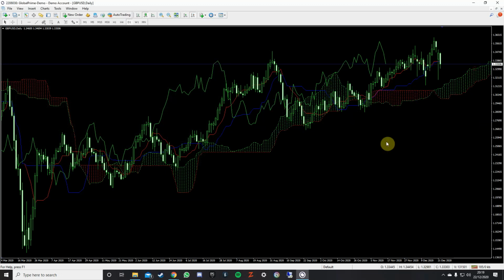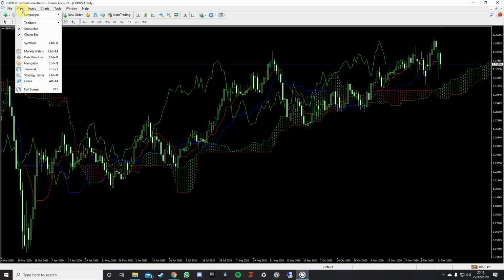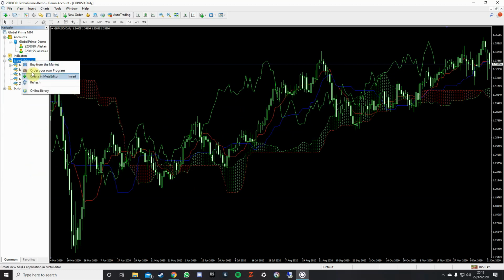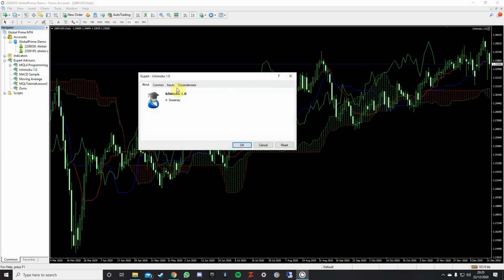You can close that down now, and we want to view our Navigator and our expert advisors. So we're going to refresh that, so the MT4 terminal will then check for any new files in its main folder, and you can see it's now found the Ichimoku EA. So drag that onto your chart. I've got this on the pound daily chart, and it's just going to bring that up.